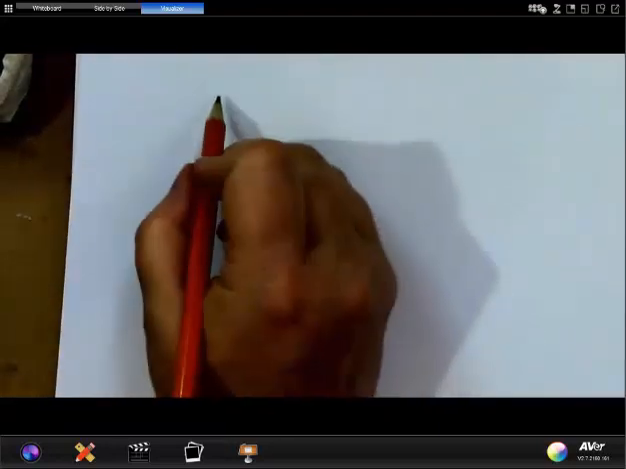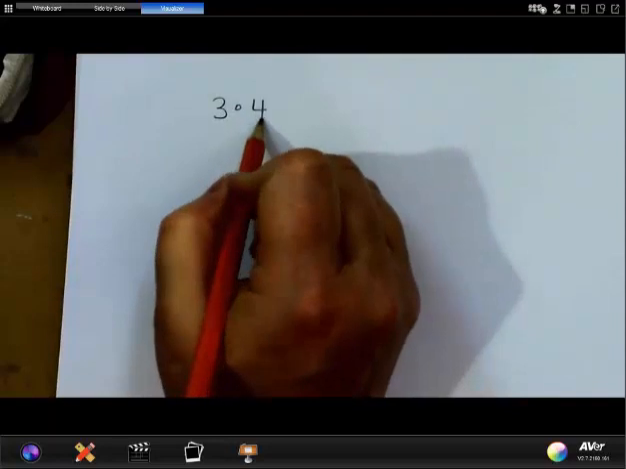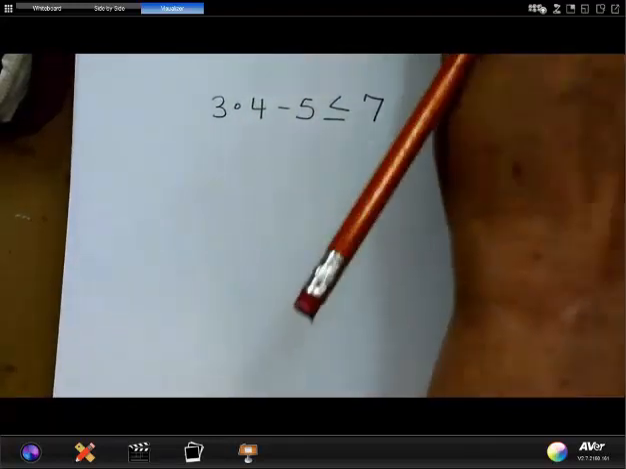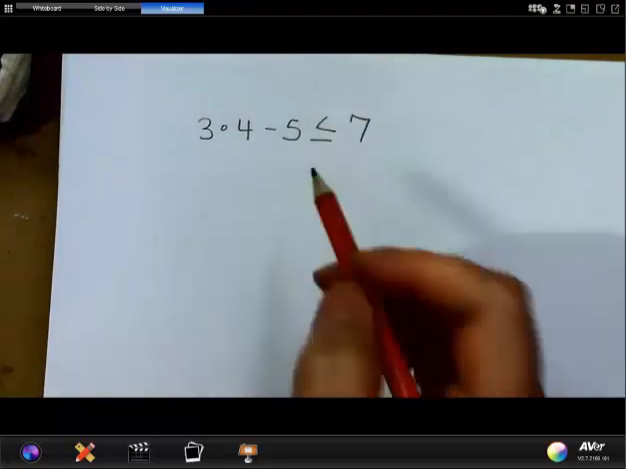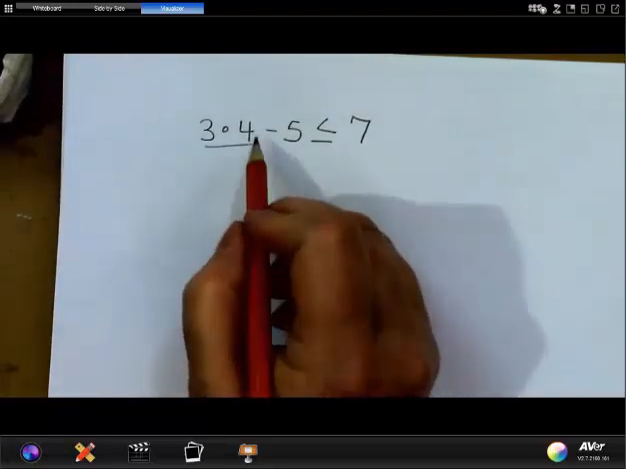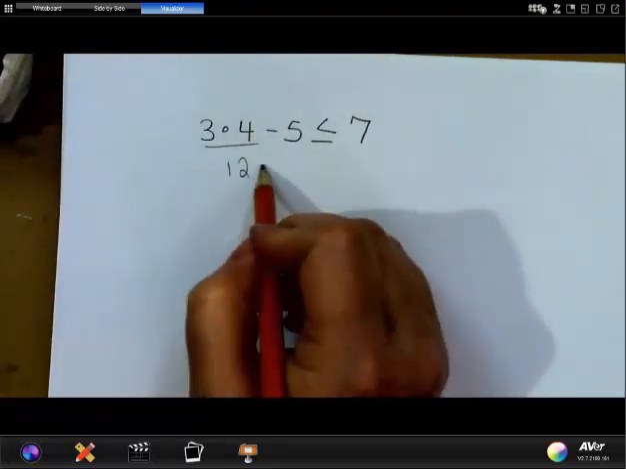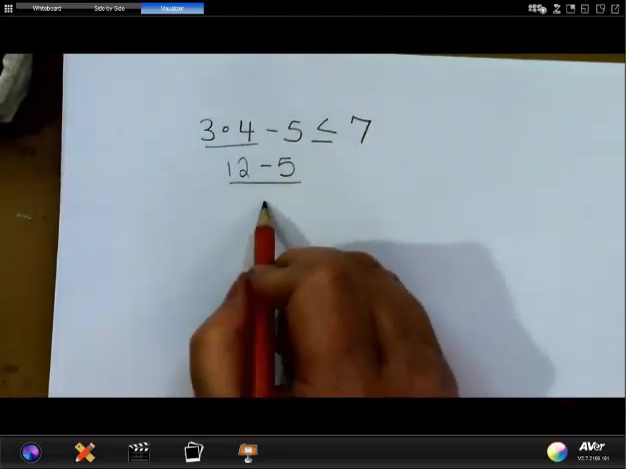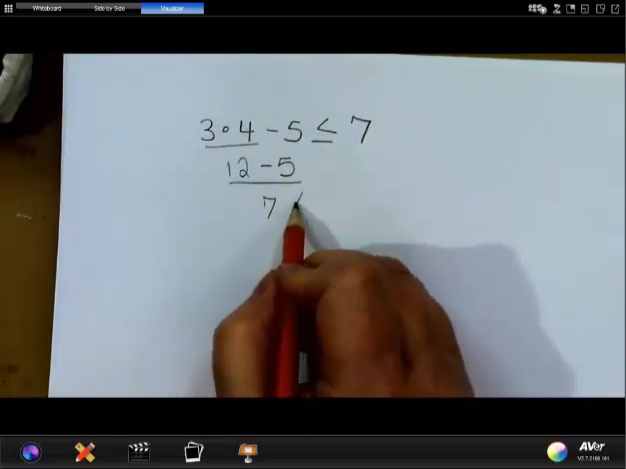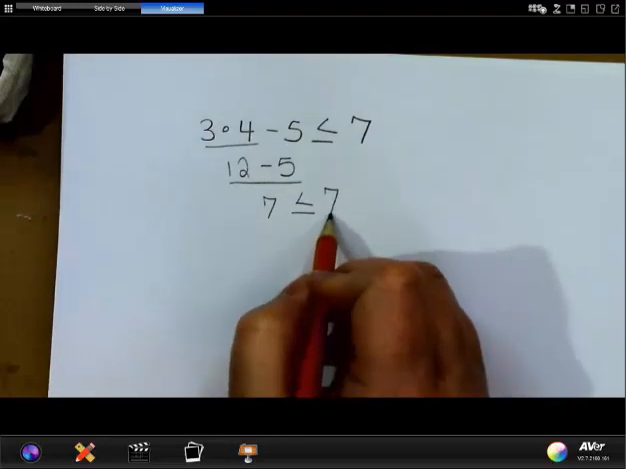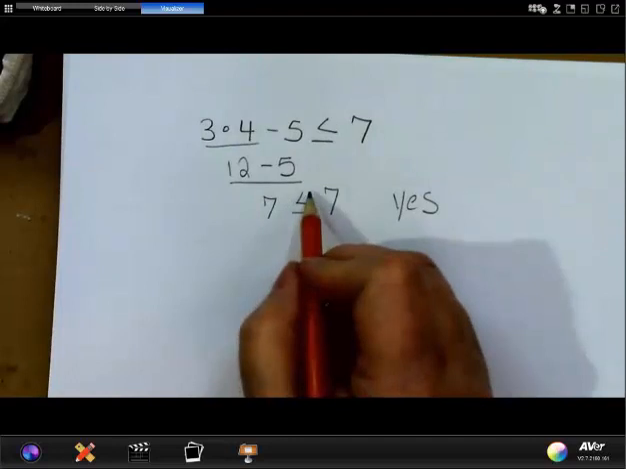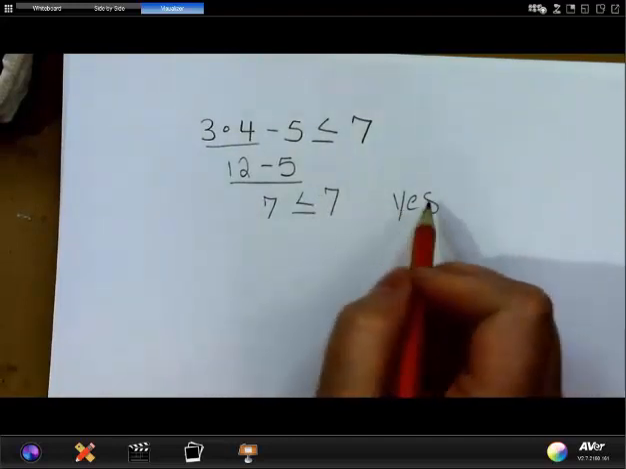All right, this is easier. So let's look at this one. They want you to solve each side and see if this is a true statement. What's 3 times 4? 12. What's 12 minus 5? 7. Is 7 less than or equal to 7? Yes. Now, if that would have been less than, then it would be false, but this is true.